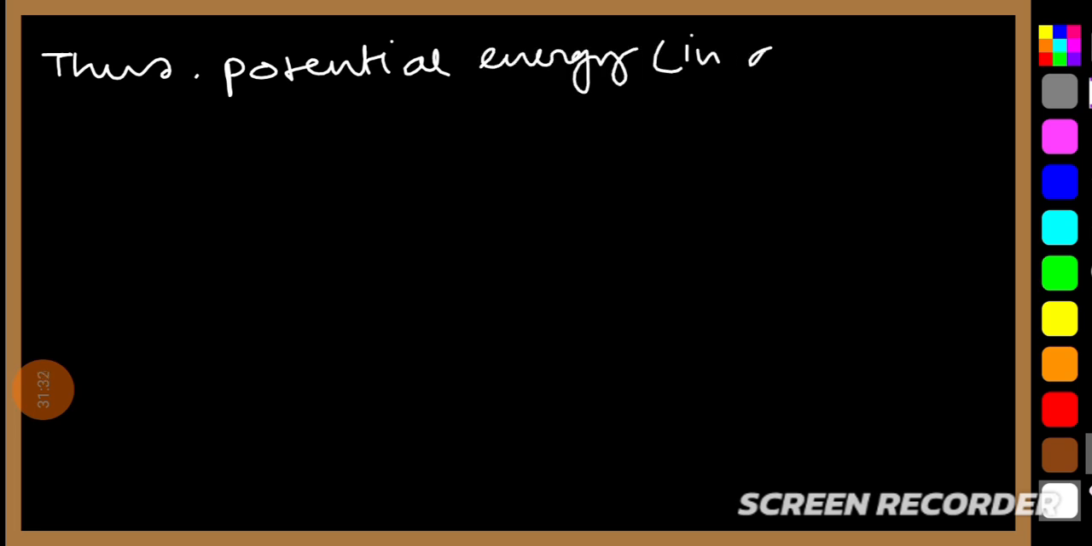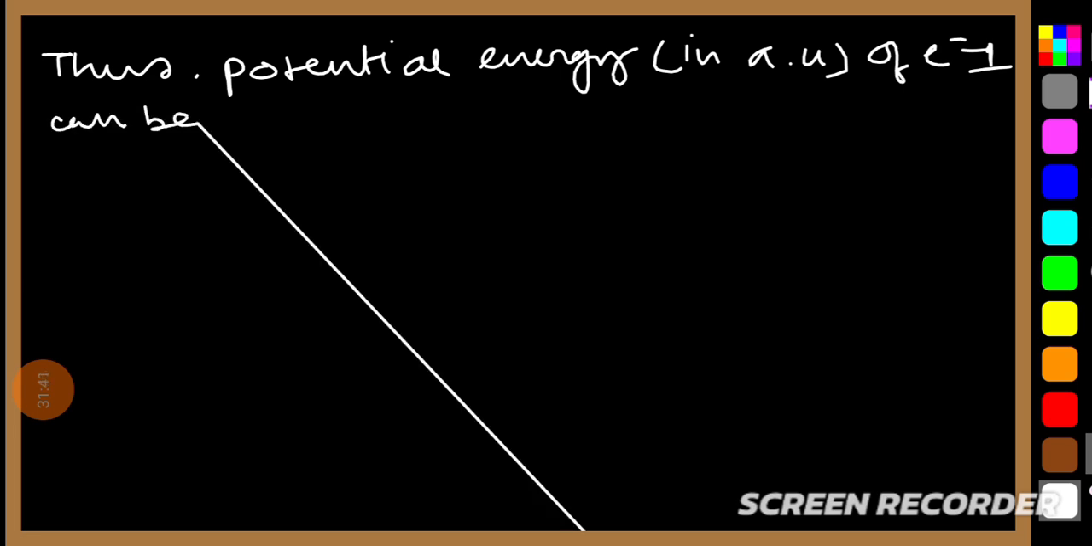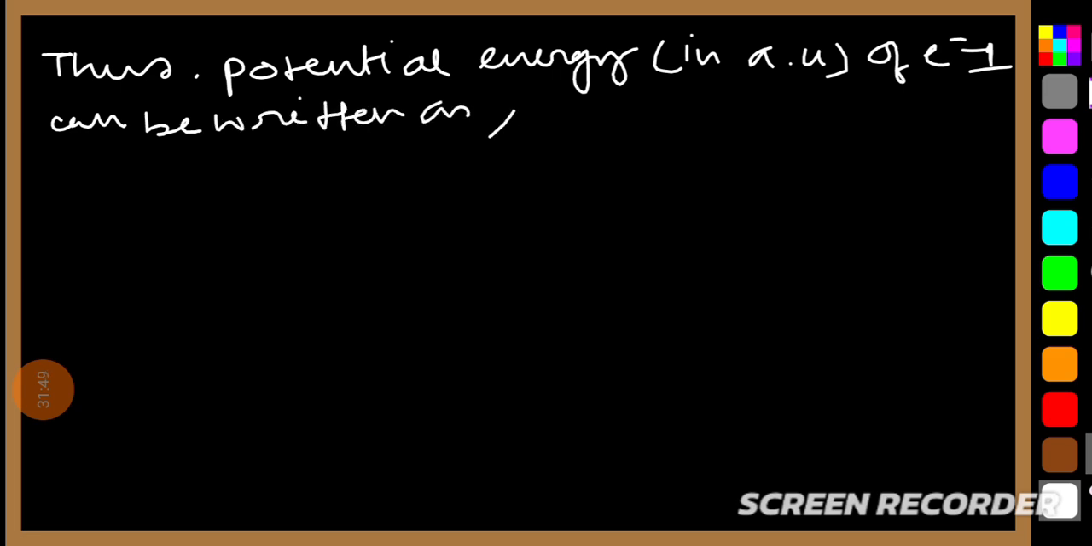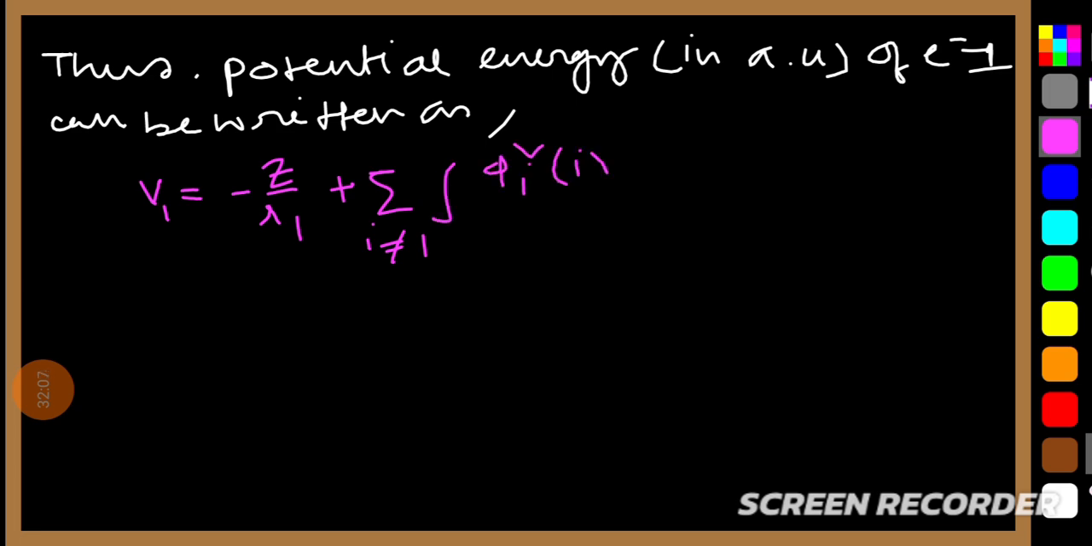Okay, next one. Thus, the potential energy, in atomic units (AU), of electron 1 can be written as, let us see how we can write it: V1 equal to minus Z by R1 plus summation I not equal to 1 of the integral of phi I square by R1I d tau I. That's the first equation, suppose. Okay, so that is the potential energy in atomic units of electron 1.